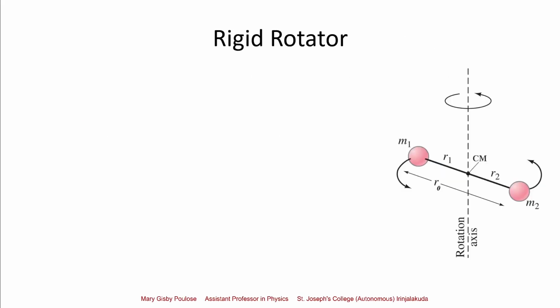Now, let us understand the ideal case of rotation in a molecule, and for that, we take the case of a rigid rotator. By a rigid rotator, we mean that two atoms of masses m1 and m2 are connected by a rigid bond of length r0. So while the molecule is rotating, the bond length will not change.